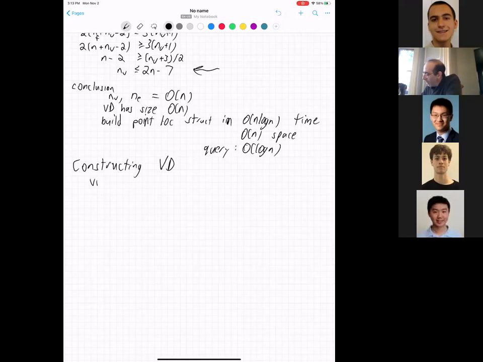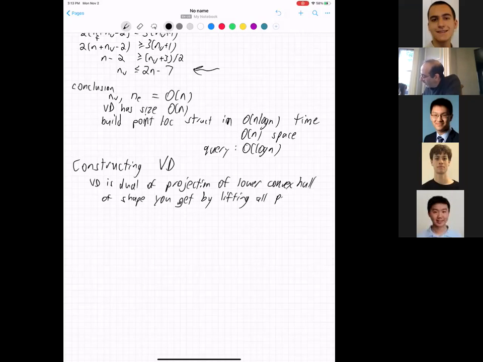It turns out that the Voronoi diagram is the dual of the projection of the lower convex hull of the shape that you get by lifting all the points vertically onto a 3D paraboloid.